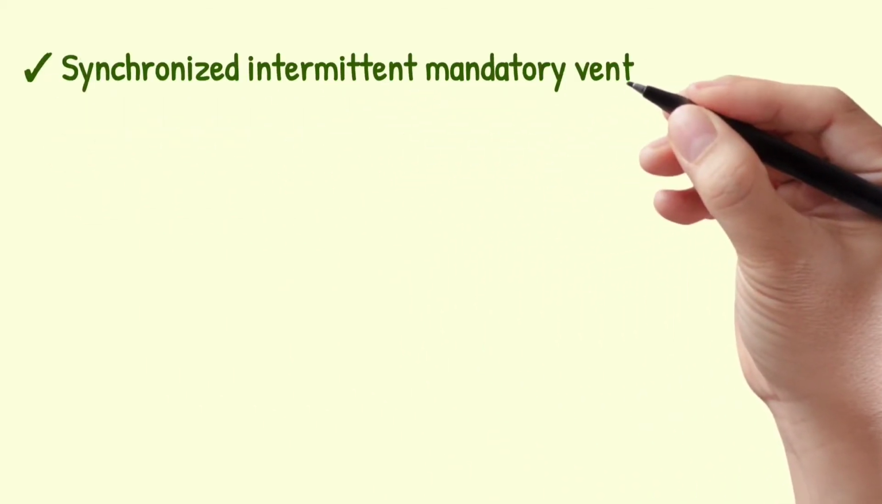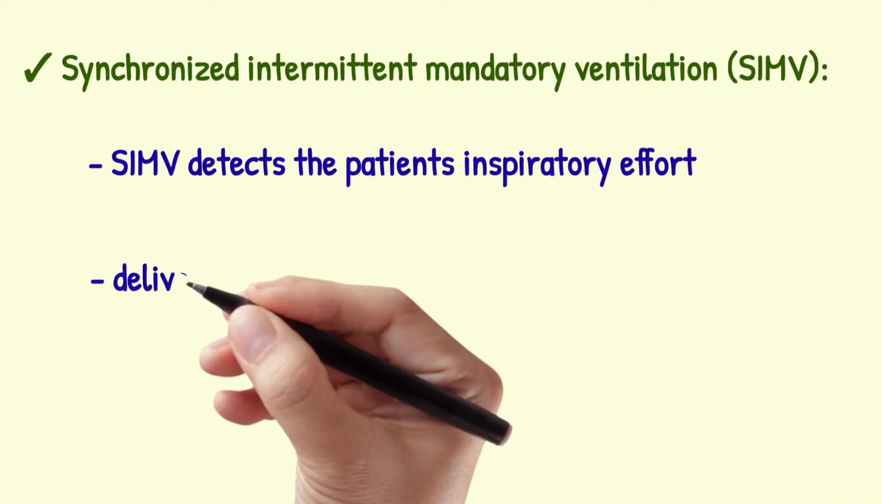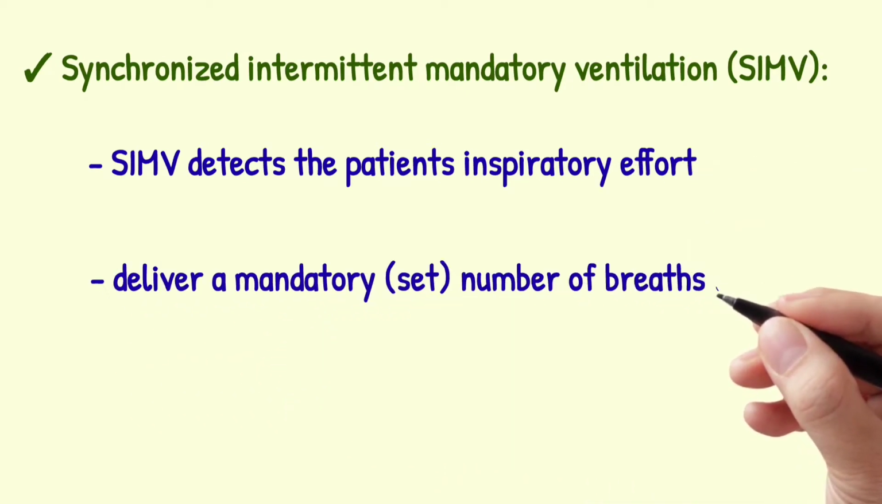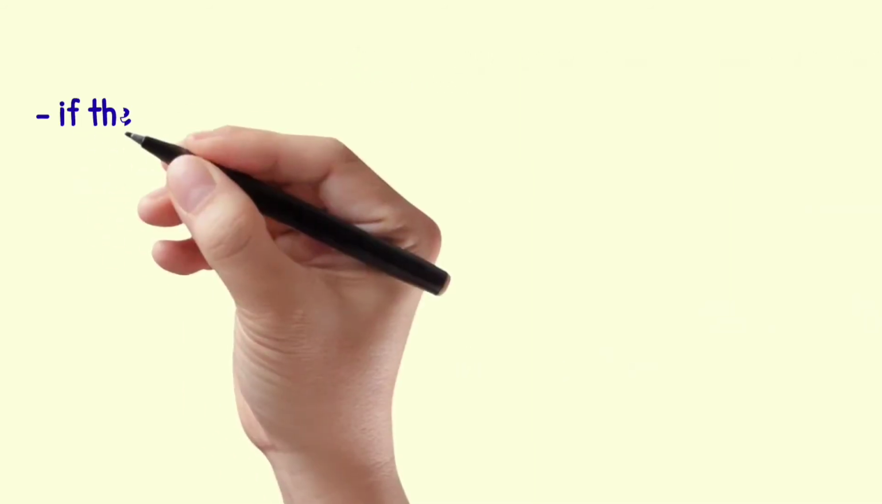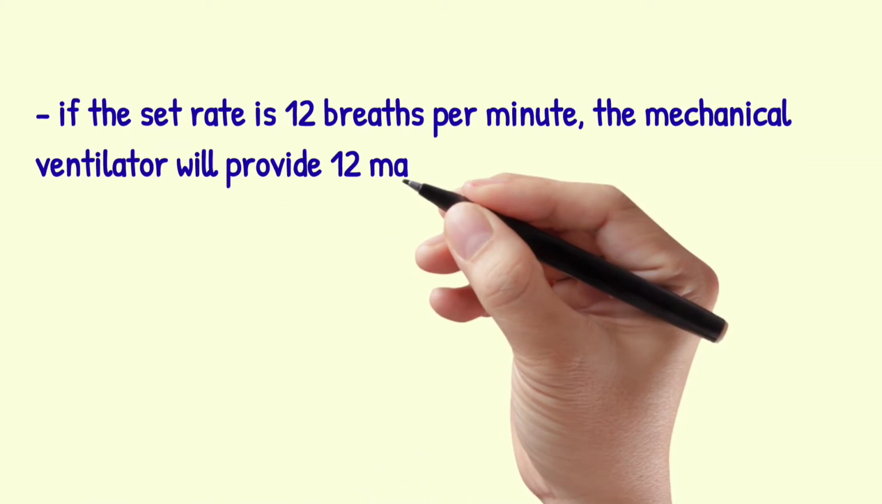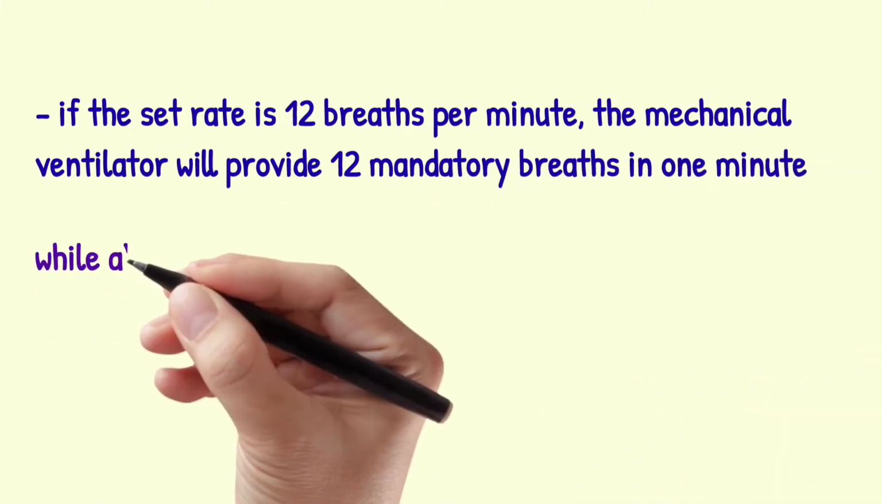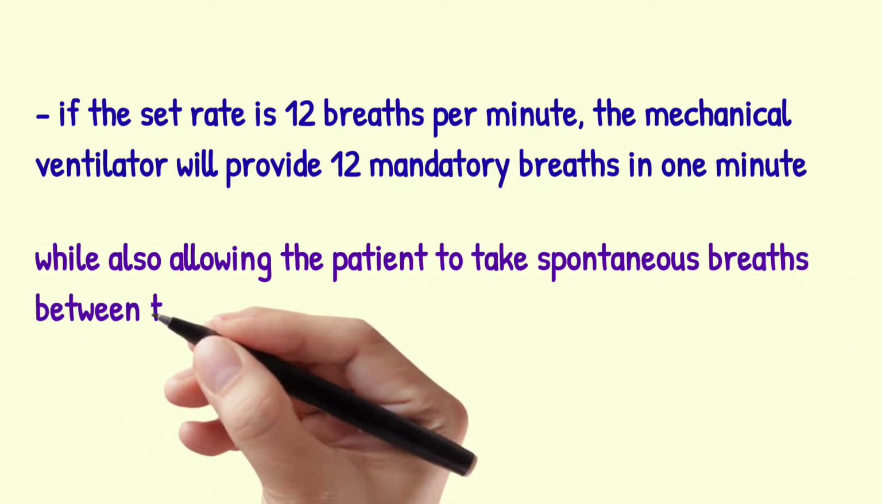The next is SIMV. It detects the patient's inspiratory effort and delivers a mandatory number of breaths with a set volume. For instance, if the set rate is 12 breaths per minute, the MV will provide 12 mandatory breaths in 1 minute, while also allowing the patient to take spontaneous breaths between the mandatory breaths.